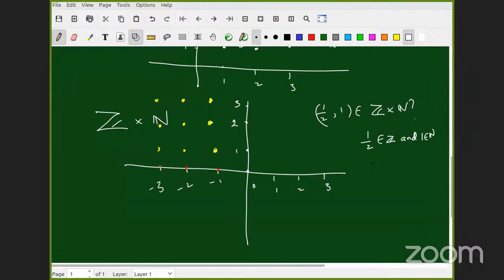Do you see somebody who said no? Now do you see the problem? Whether 1/2 is an integer? No. Therefore, this point won't come. Very good. Most of you have answered that.